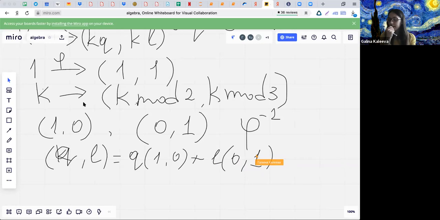So this multiplication is addition of q elements (1, 0). Okay, and how can I find such an element that its remainder modulo 2 is 1 and its remainder modulo 3 is 0? What is this element of Z6?